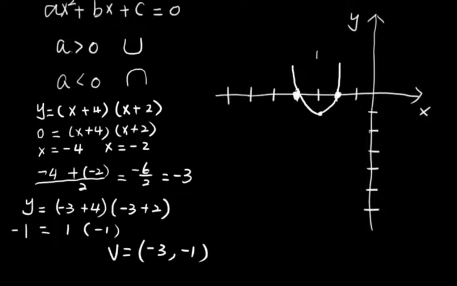The axis of symmetry actually is in the middle, passing through the x part of the vertex. This is x equals negative 3. That's called our axis of symmetry. And then the vertex is negative 3, negative 1. And then the x-intercepts would be over here. It's x equals negative 4 and also x equals negative 2.